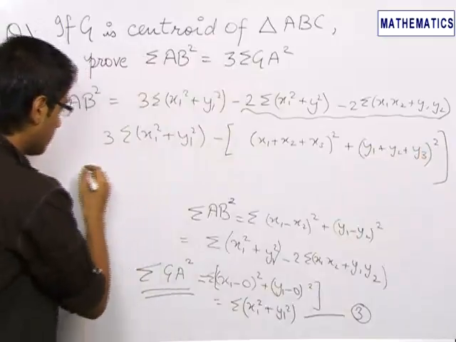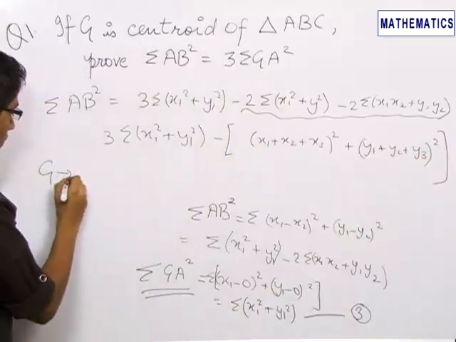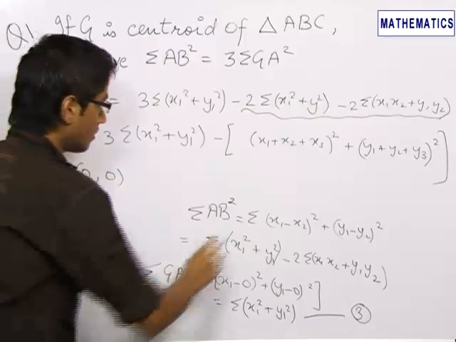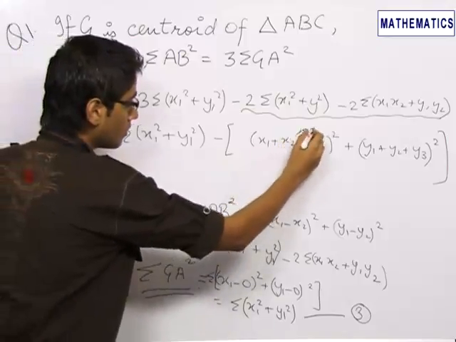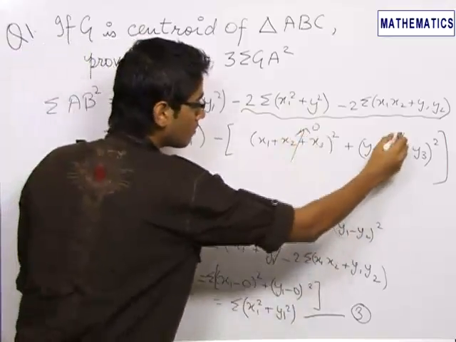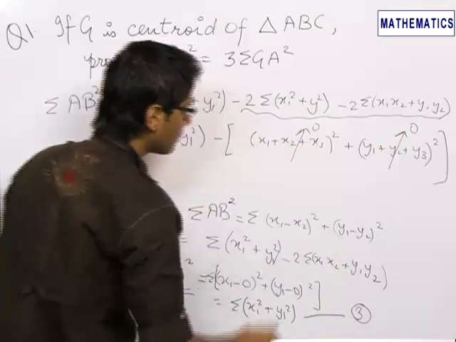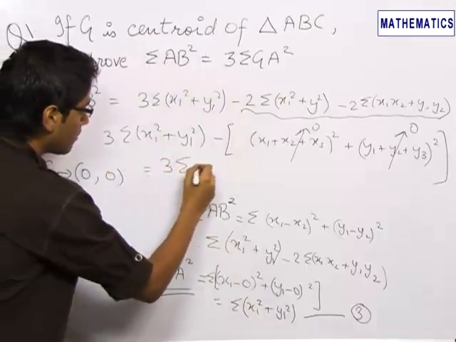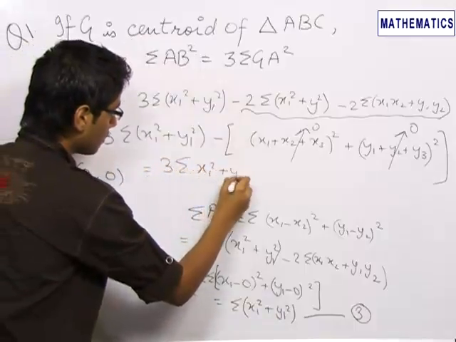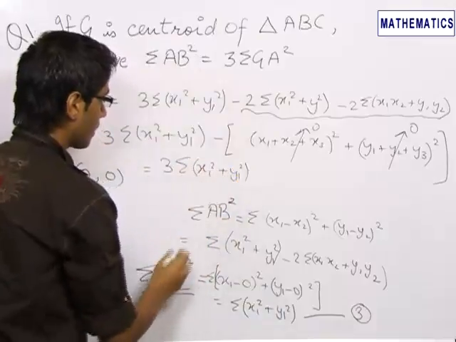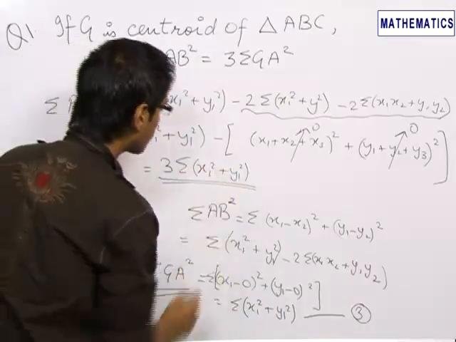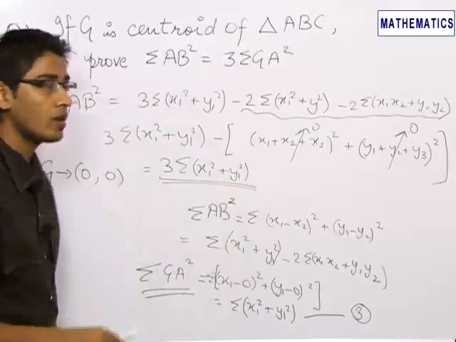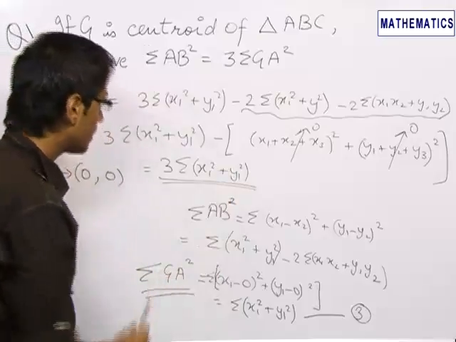And we know that the coordinates of the centroid were 0, 0 and x1 plus x2 plus x3 was equal to 0, and similarly y1 plus y2 plus y3 was also equal to 0. So our sigma AB square reduces to 3 times sigma x1 square plus y1 square, and we know that sigma x1 square plus y1 square is the value of sigma GA square. So we get sigma AB square as 3 times sigma GA square.